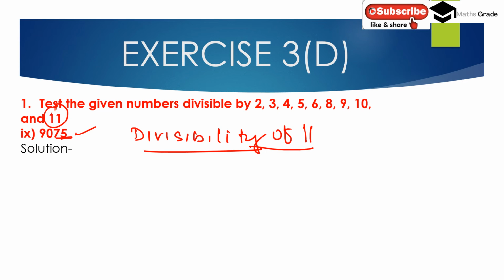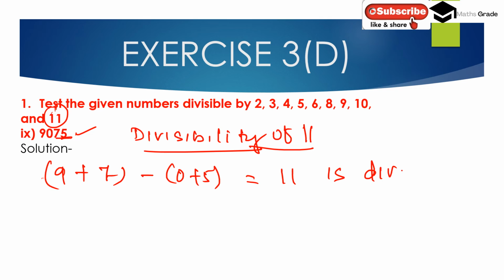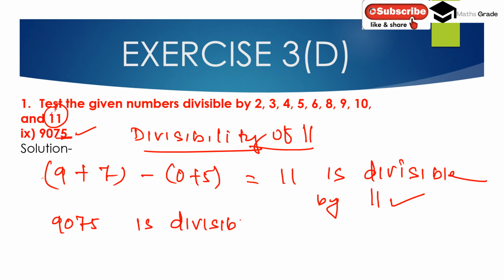Here the sum of digits at odd places is 9 plus 7, and the sum of digits at even places is 0 plus 5. The difference between the sum of digits at odd places and the sum of digits at even places is either 0 or 11, then the number is divisible by 11. Then 9 plus 7 is 16, 16 minus 5 is 11, and 11 is divisible by 11. So 9075 is divisible by 11.